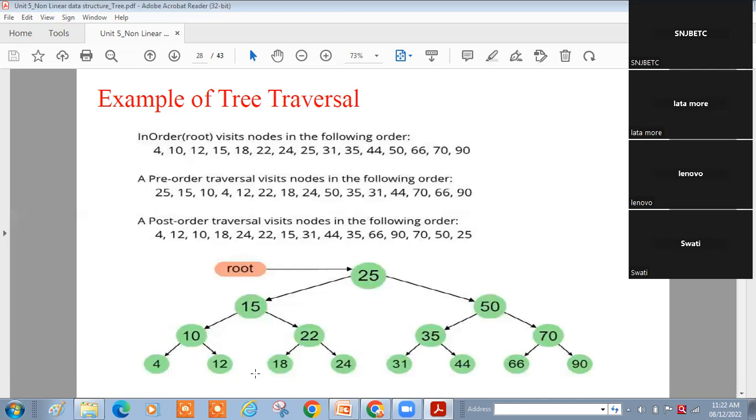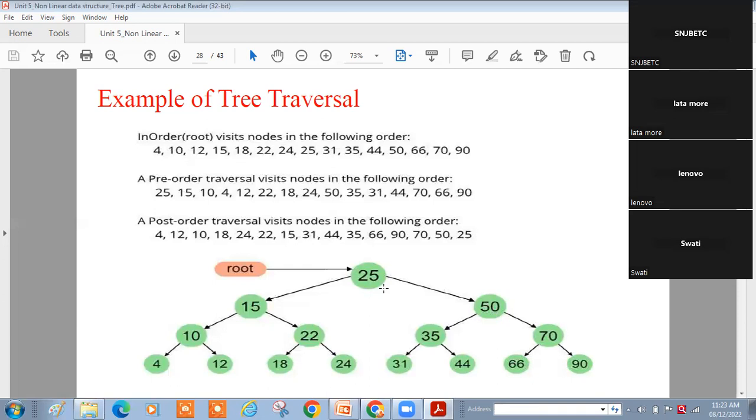So by completing this left part, I will move to the right part. So right part is your 50. But it is again a root. So move to left. It is a root. Move to left. So 31 must be written. After 31, 44. After 44, 35. After 35, now what I have to do? Yes, from left, I have to move to right. So for right, what I will observe? Here is your root. So here is the left, right, and root. 66, 90, 70. Then come to root.